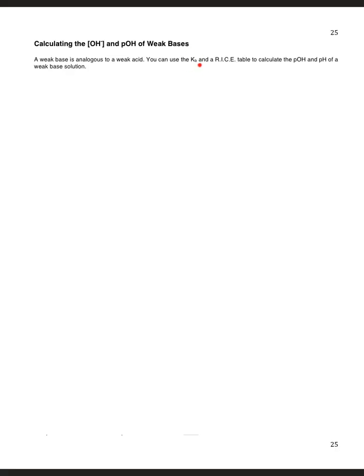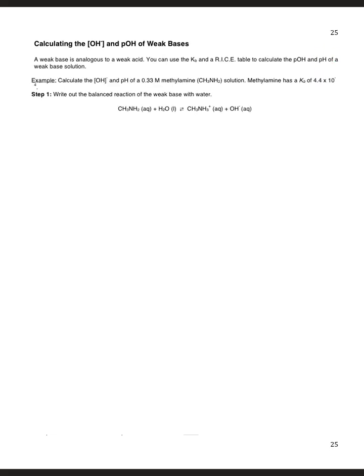A weak base is analogous to a weak acid. You can use Kb and the RICE table to solve for pOH, and then eventually you can solve for the pH of the base solution. To calculate the pH and the hydroxide concentration of methylamine, first you will need to write out the base ionization in water. Methylamine will react with water by accepting a proton from water and become its conjugate acid. And then water, since it loses a proton, is going to become hydroxide ions. Again, this is a base because it accepts a proton and also produces hydroxide ions at the end.